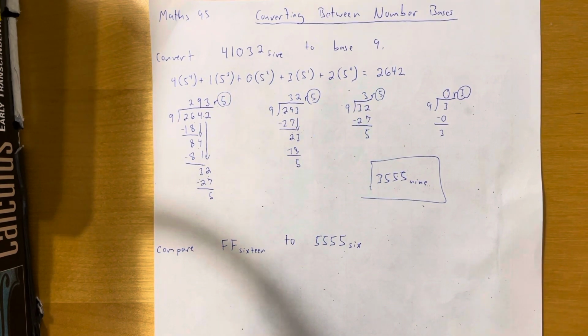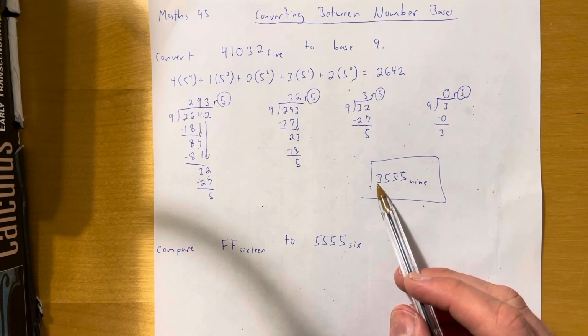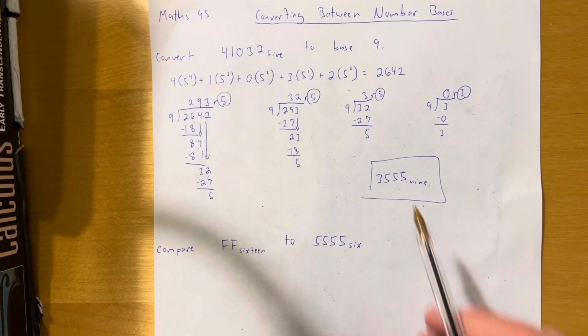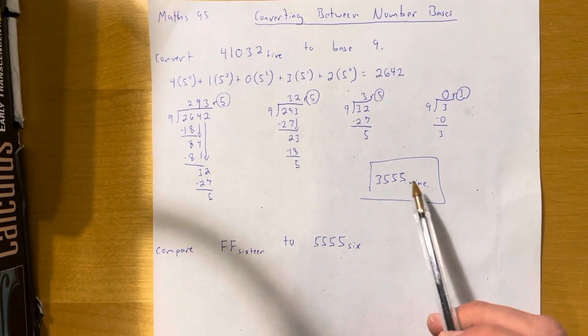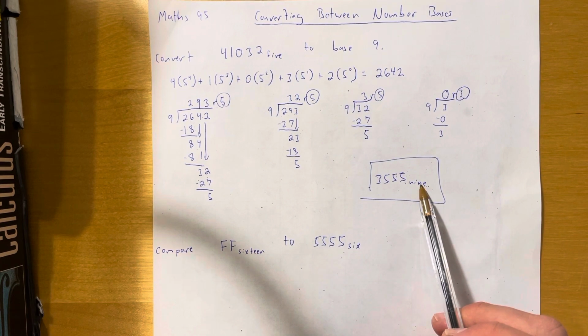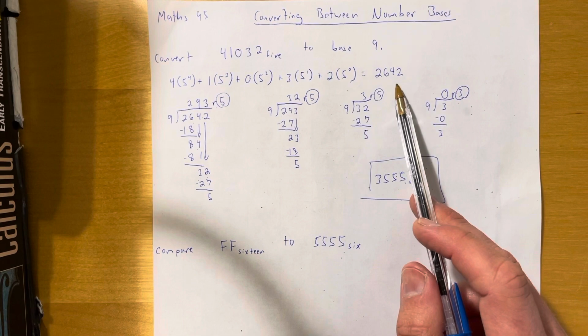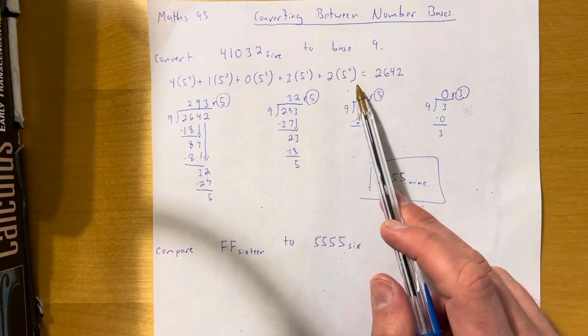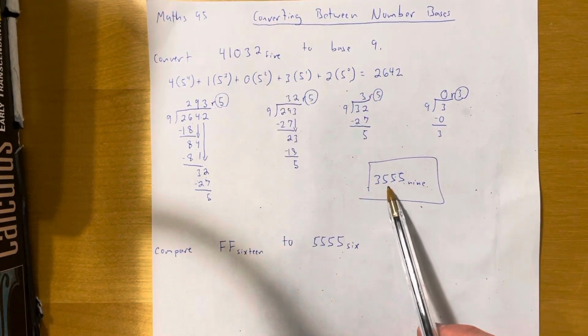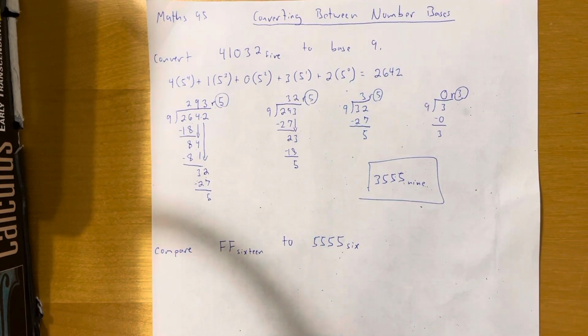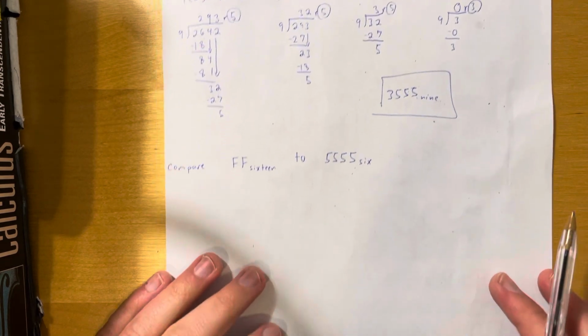And if you wanted to check and see if the answer is correct, what you could do is write this out in expanded form, similar to what we did here, except now we would be using powers of 9 instead of powers of 5, and see if you still get 2642 in decimal. That way we would be showing that this number, base 5, is the same as this number, base 9. And so that would indicate that we converted correctly.